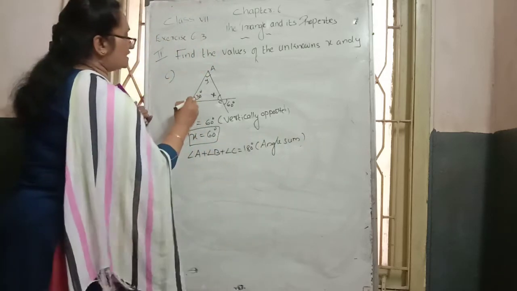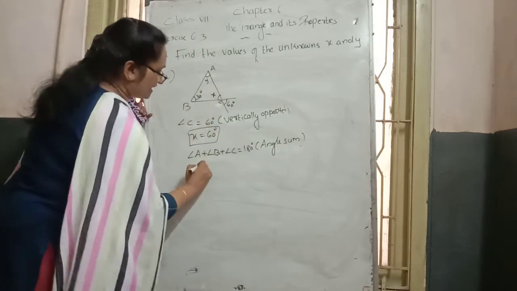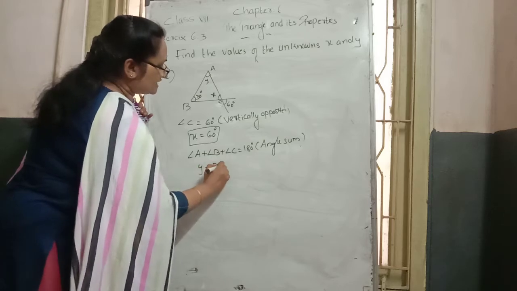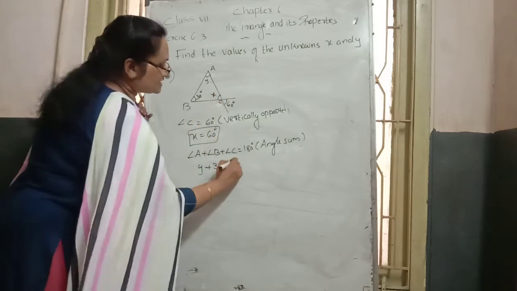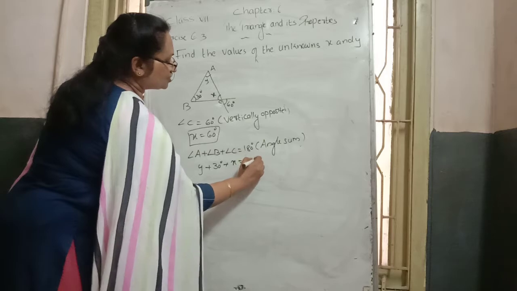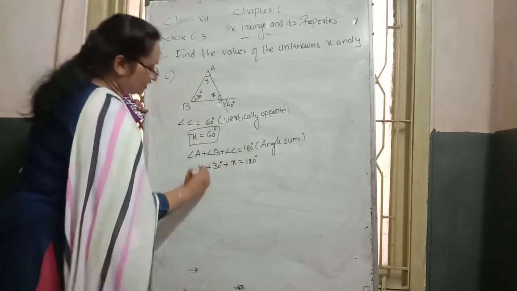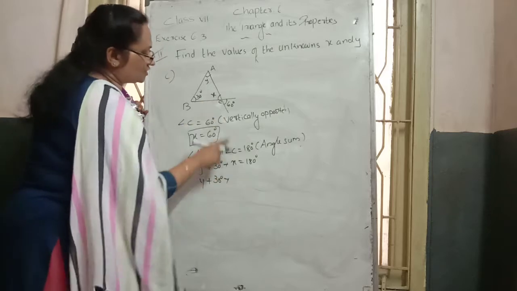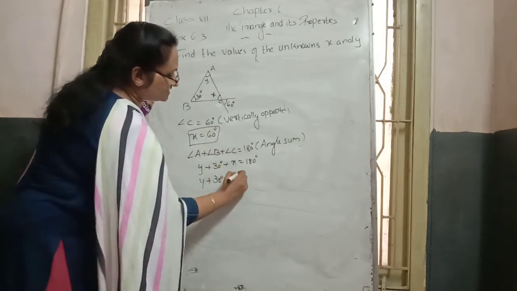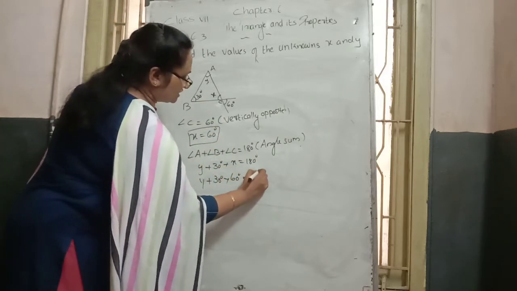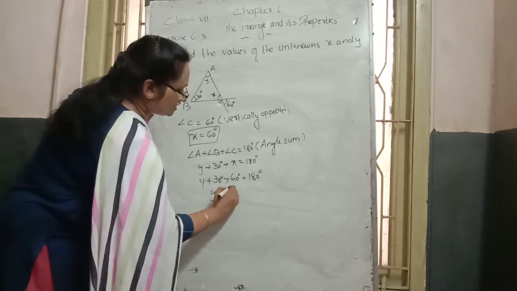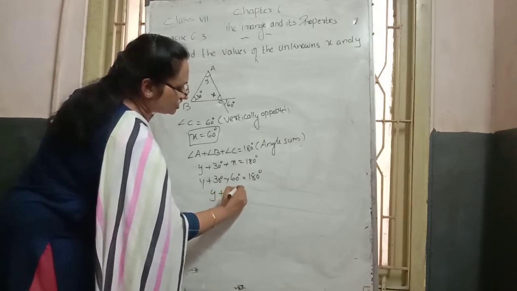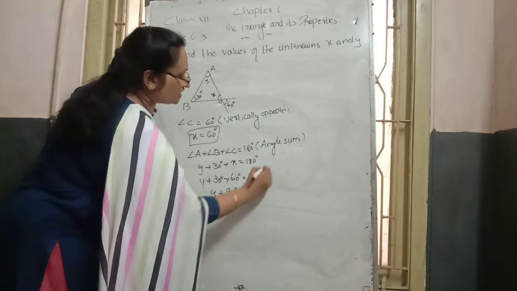Then angle A is represented as y, angle B is represented as 30 degree, angle C is x, equal to 180 degree. How much the y value is, we don't know. Our aim is to find the y value. 30 plus x value, which we got just before as 60, is equal to 180. So y plus 30 plus 60, how much? 90 degree, equal to 180 degree.